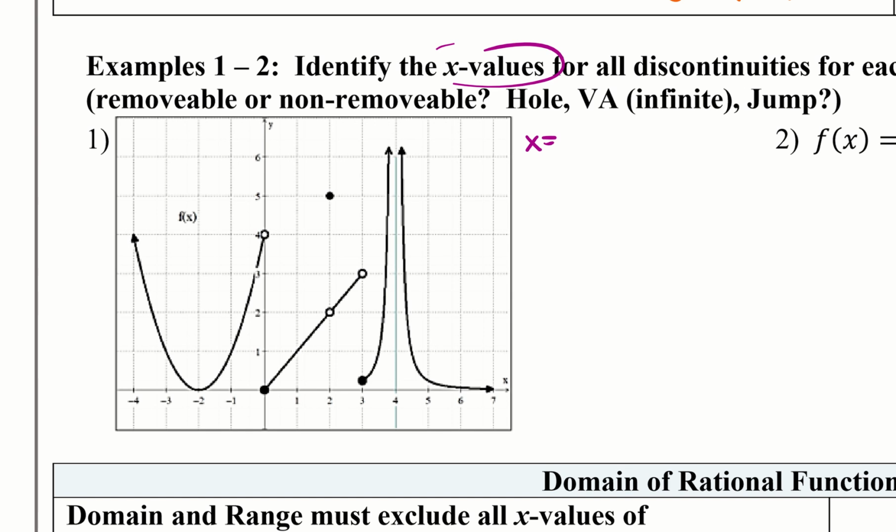So I first see there is a jump at 0. Now, a jump is a type of non-removable. So I want to list that and also clarify it as a jump. I'm going to list both of those. Non-removable is like the category, and jump is how it looks on the graph. The next place where I notice a gap in the graph is at x equals 2. Now at x equals 2, is this a hole in the graph or is this a jump? Because it's connected on both sides, this would be called a hole, which is a type of removable.